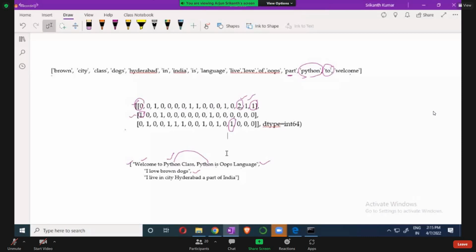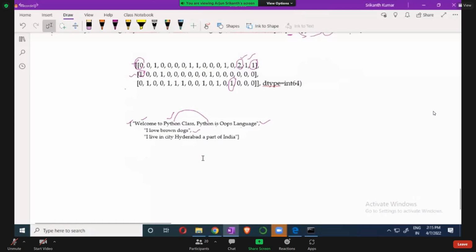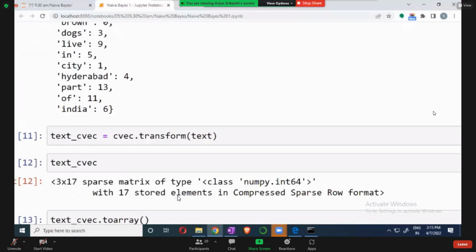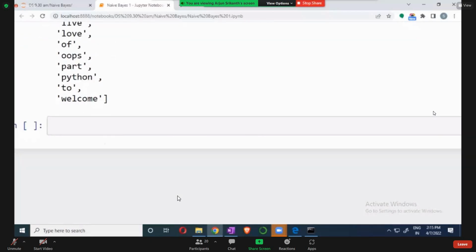TF-IDF transformer, not the vectorizer. We are having the transformer. Now, what we will be doing is, whatever data we are getting, what is the data we are having here?